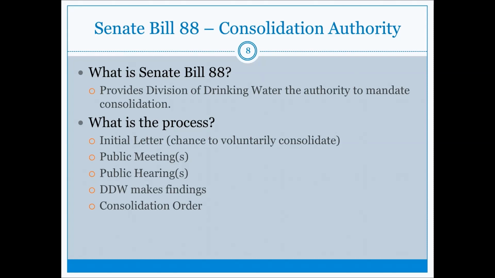And then the Division of Drinking Water needs to make findings before we make the order, and the findings need to be that they're a disadvantaged community, and essentially that they can't provide a safe and reliable source of drinking water to the customers.